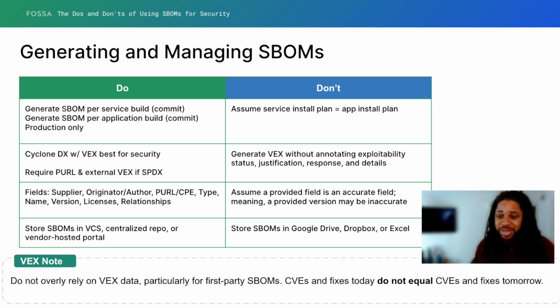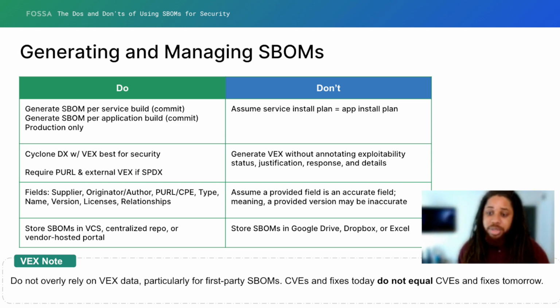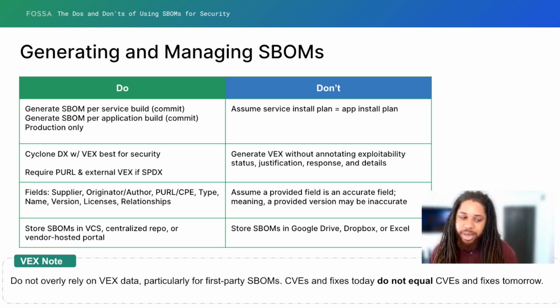Now, with that said, I don't want to be doom and gloom on VEX. I think it's an absolutely fantastic standard. I think it's taken us extremely far in starting to deal with a lot of the noise, but I do think it is something to be cautious and mindful of as you think about handling it.